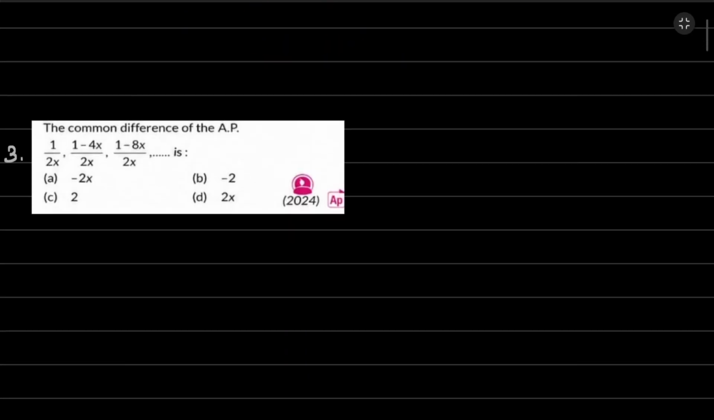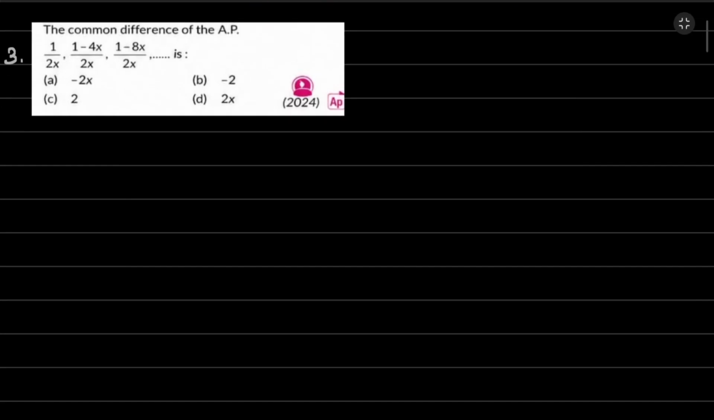Let's move on to the third question. The common difference of the AP. You just have to find the common difference. So the first term is 1 by 2x.